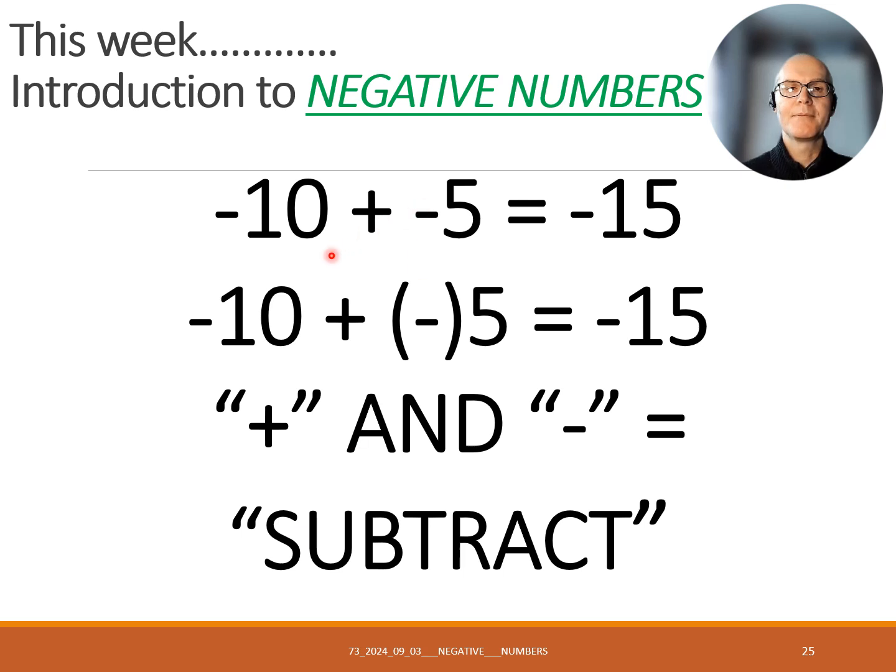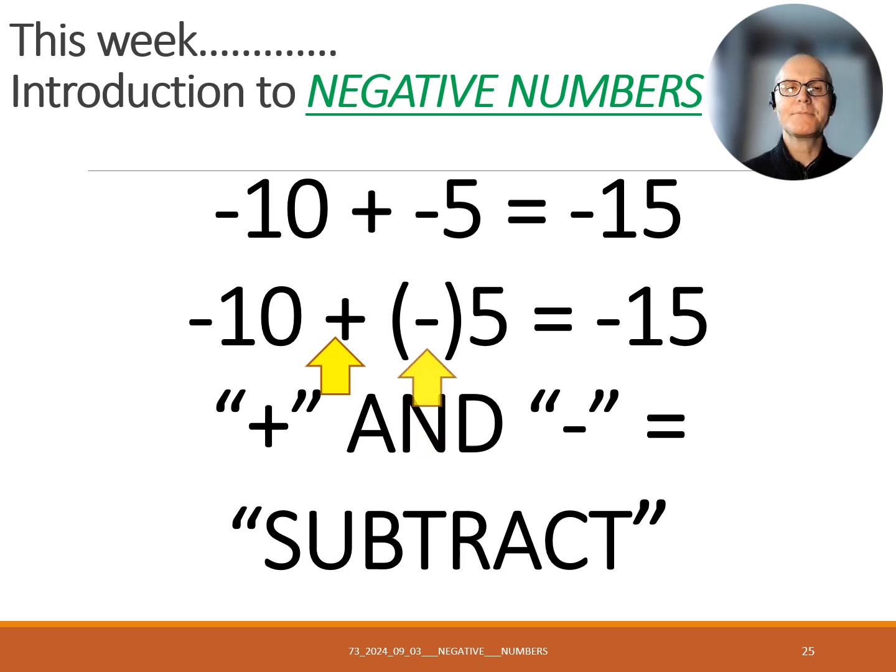What about this one? Negative 10 plus negative 5 equals negative 15. So we have an addition and a negative. Addition and a negative means subtraction. So you're going 5 to the left of negative 10. 5 to the left of negative 10 on the number line is negative 15.